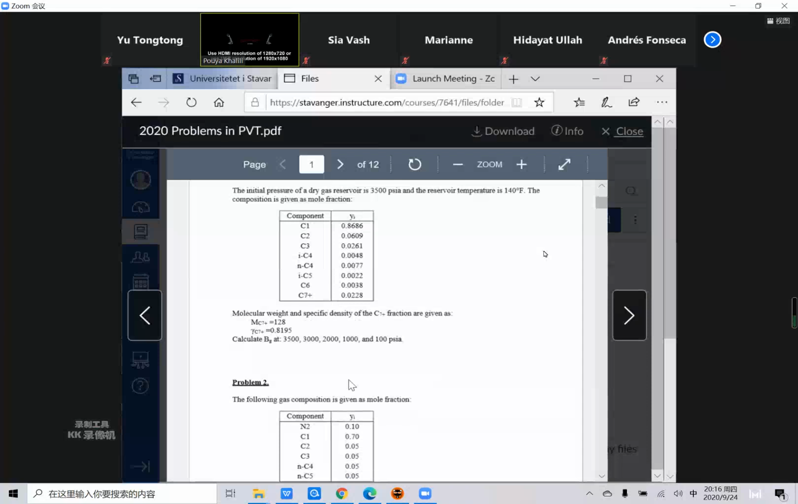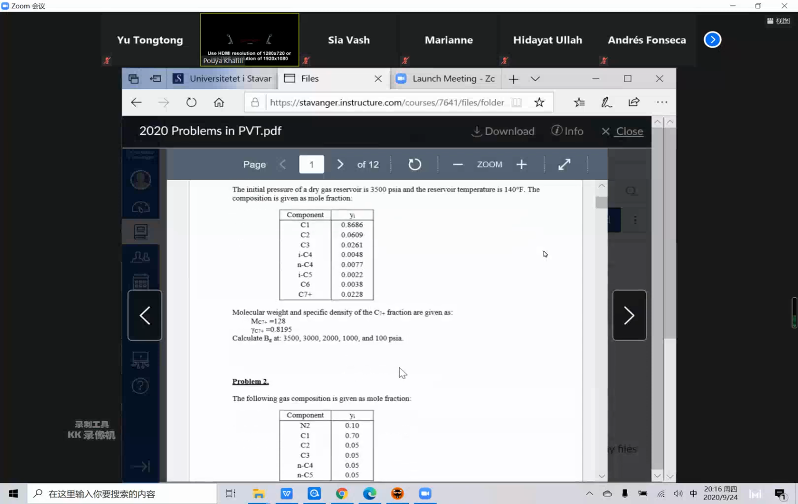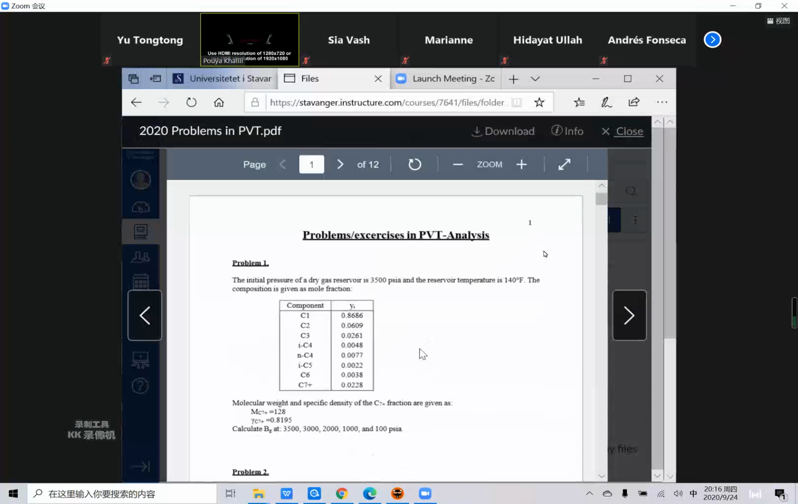So yeah, as you can see, we have a mixture of dry gas, and the temperature of the reservoir is, the pressure of the reservoir is.